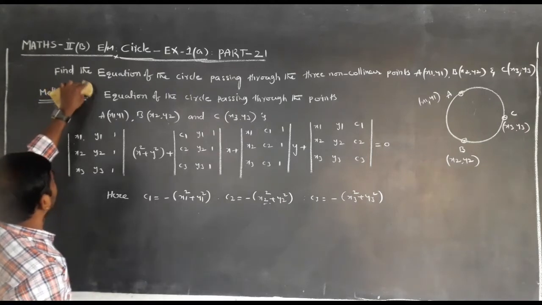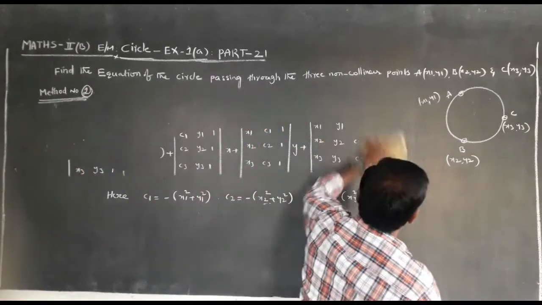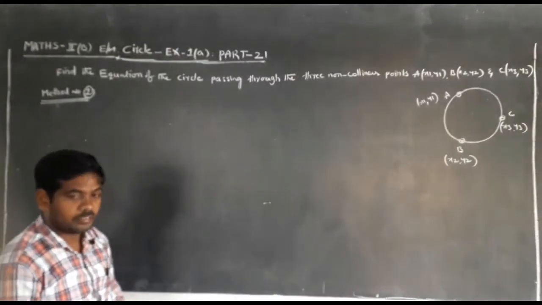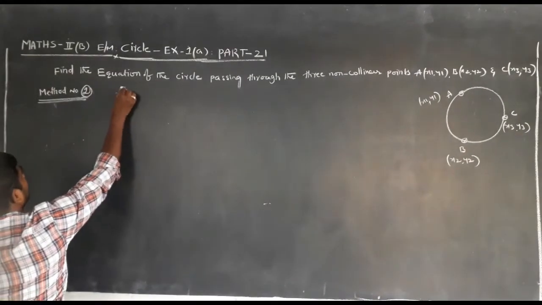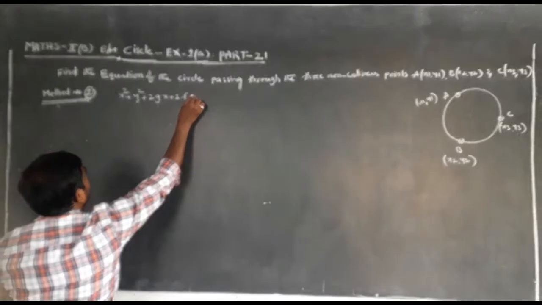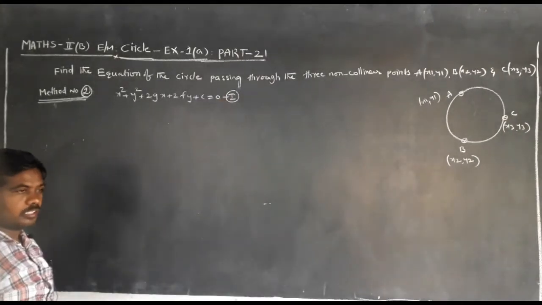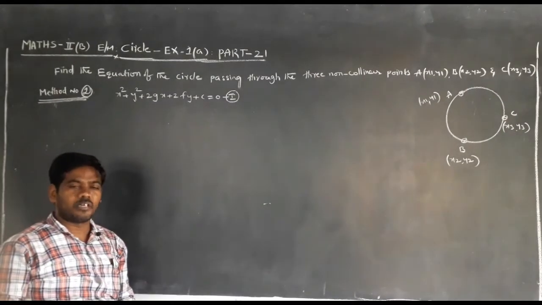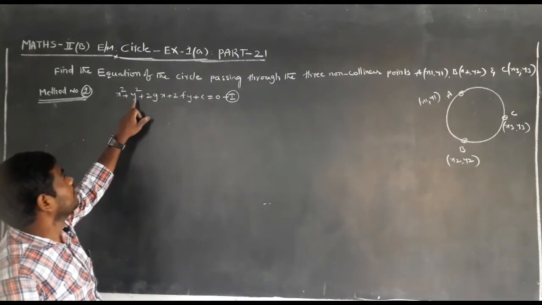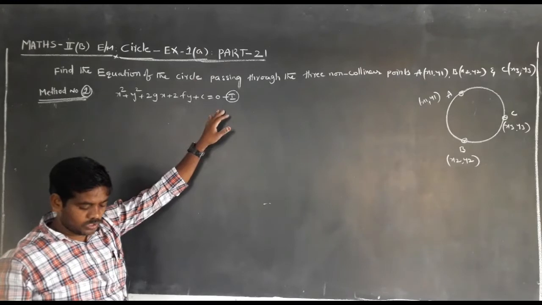The second method: suppose we let the required equation of the circle be in general form, x square plus y square plus 2gx plus 2fy plus c is equal to 0.